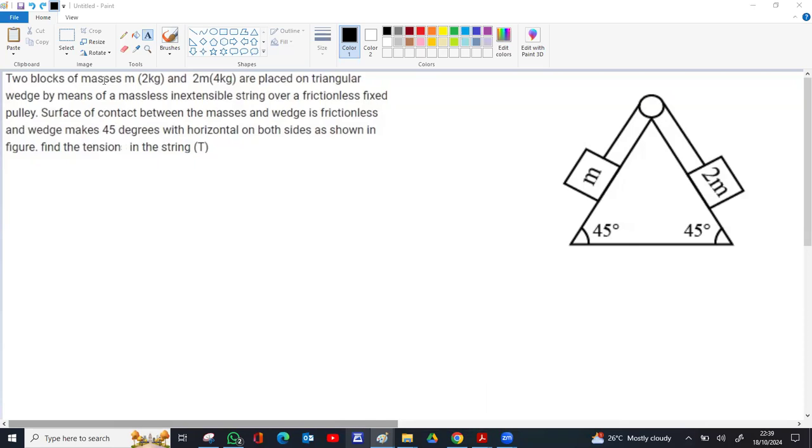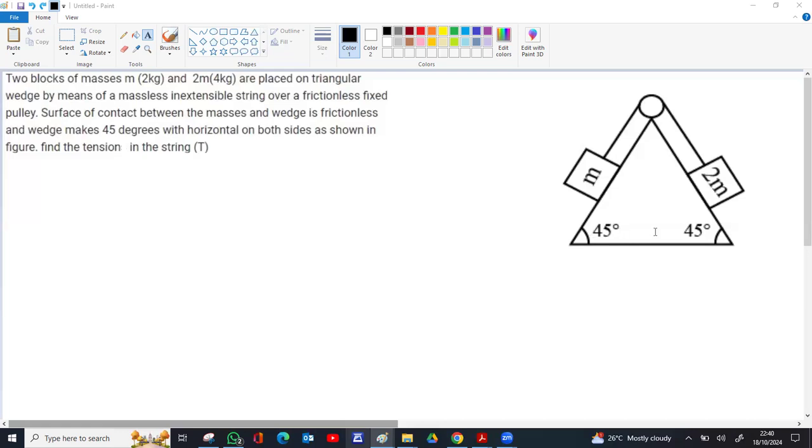There are two blocks of masses M, 2 kg, and 2M, 4 kg, placed on a triangular wedge, connected by a massless and inextensible string over a frictionless fixed pulley. The surface of contact between the masses and the wedge is frictionless, so we are not counting the frictional force. The wedge makes 45 degrees with the horizontal on both sides, as shown in the figure. Find the tension in the string.